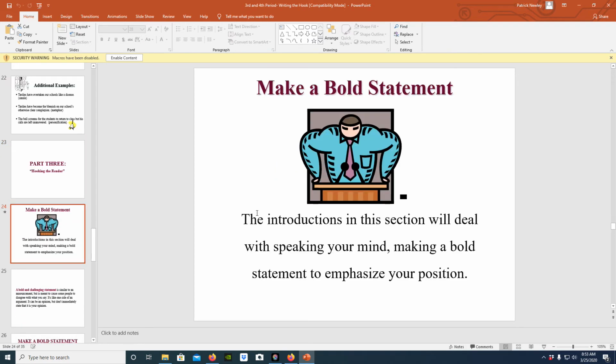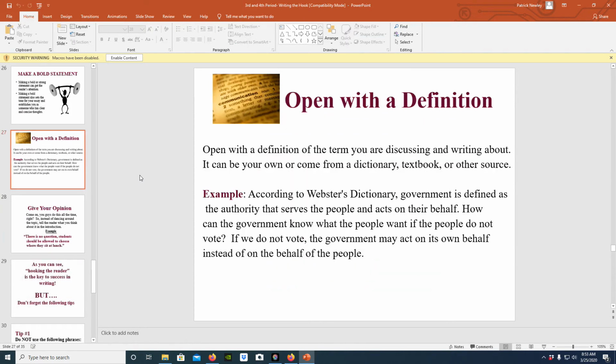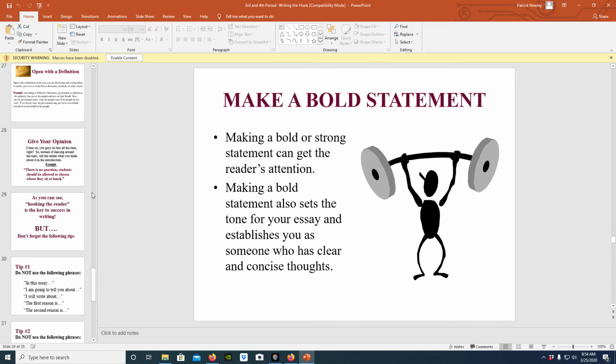You can make a bold statement, like we said before, but remember, when you make a bold statement, it's meant to cause some people to disagree with what you say. So you want to say something that can relate to some people, but not everyone, so that the other side can have conflict with what you're saying. And a bold statement also sets the tone for your essay, as someone who has clear and concise thoughts and has credibility in the particular topic that you're talking about.